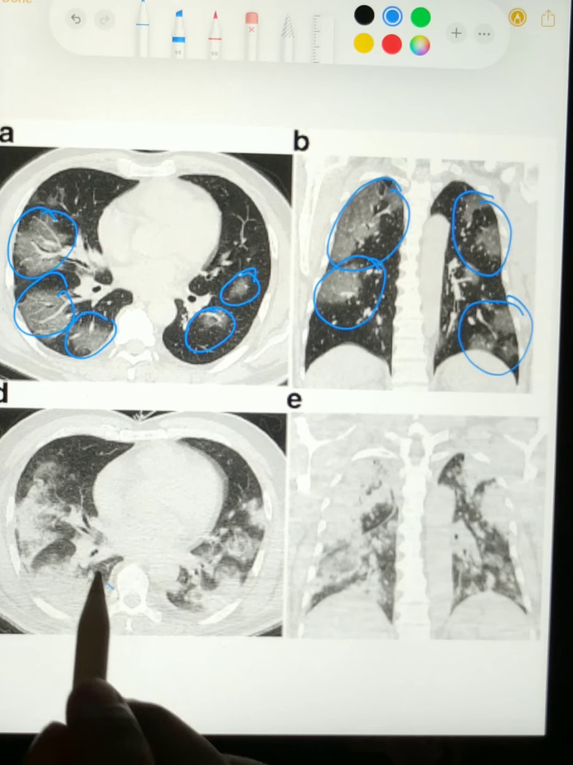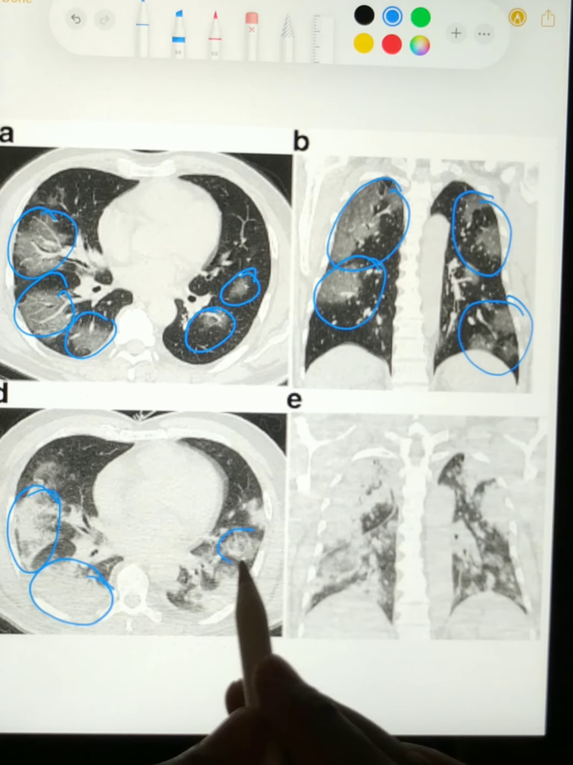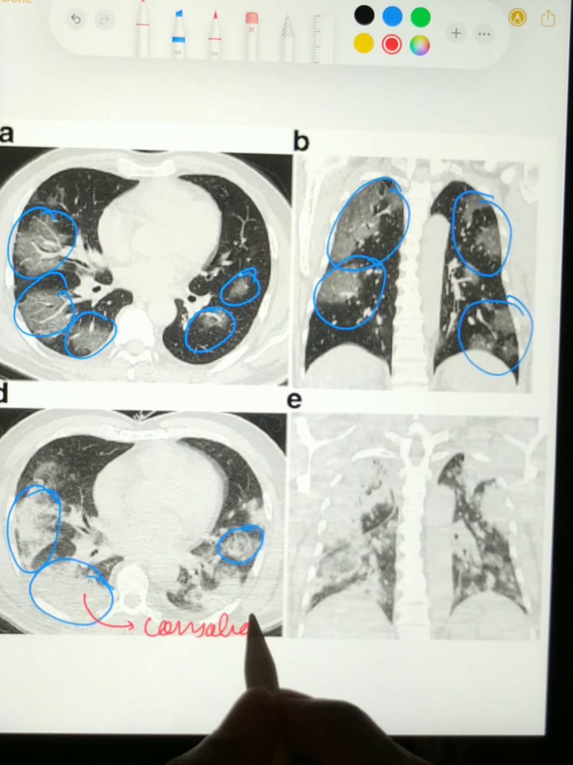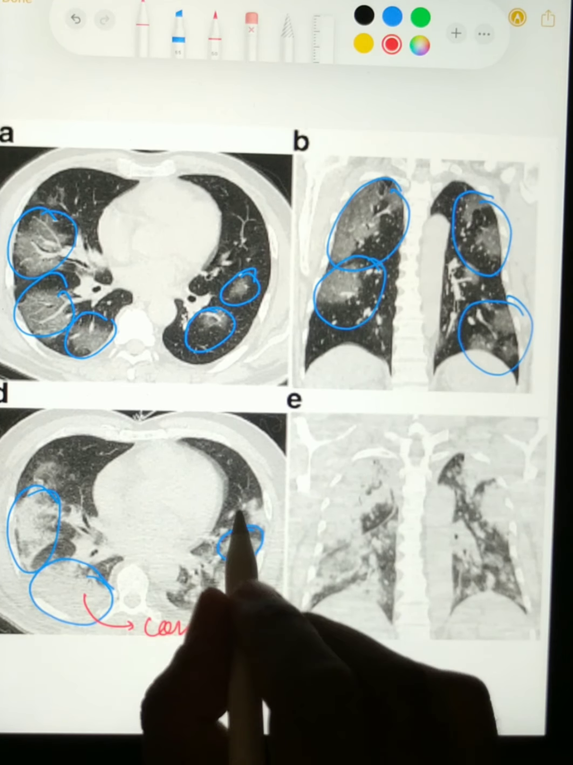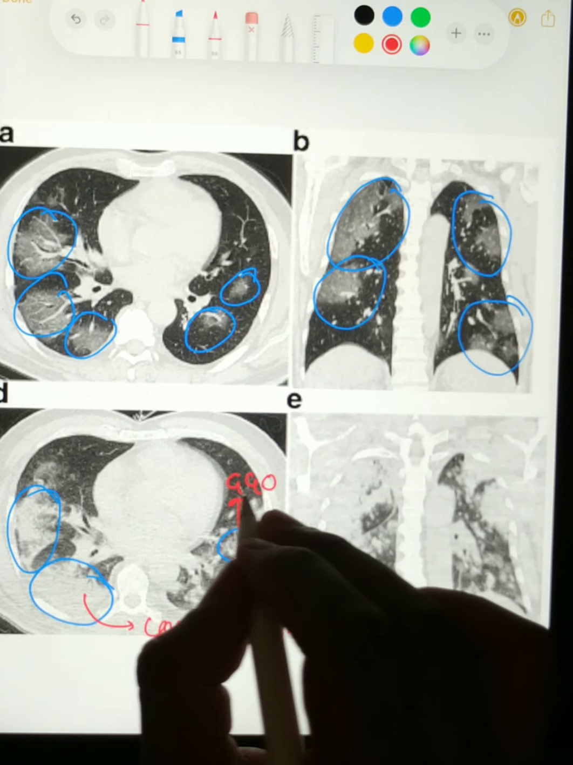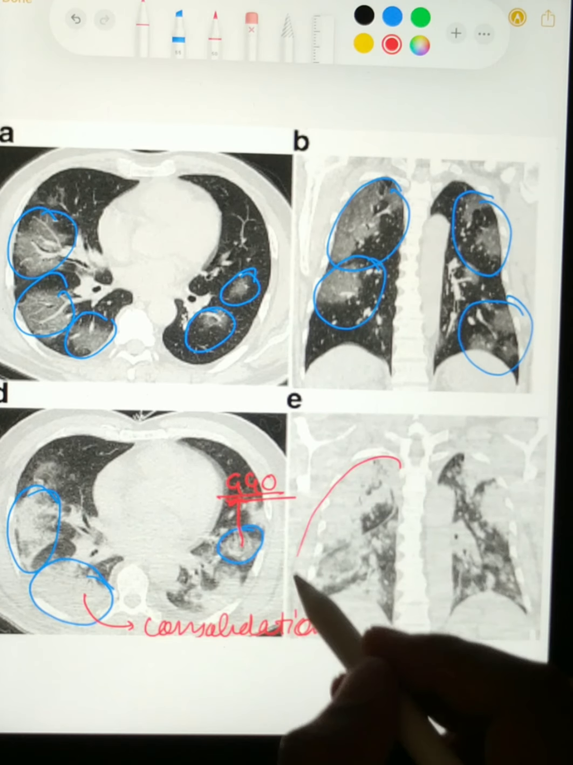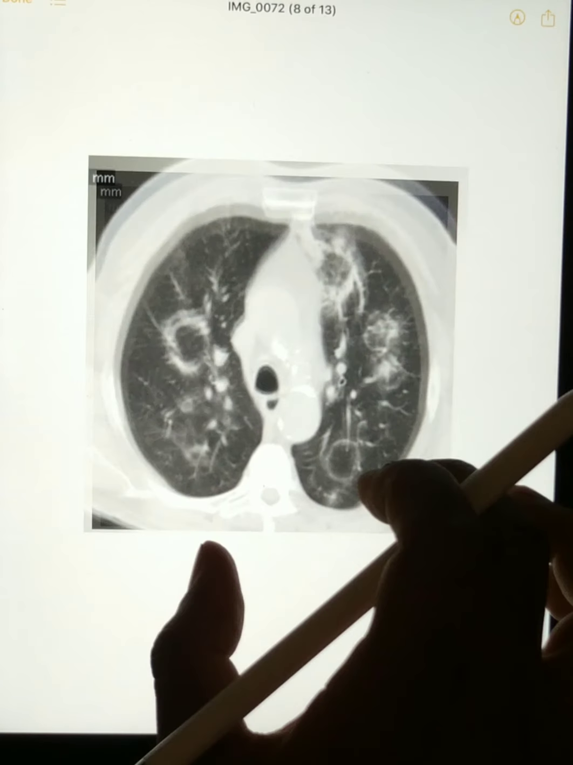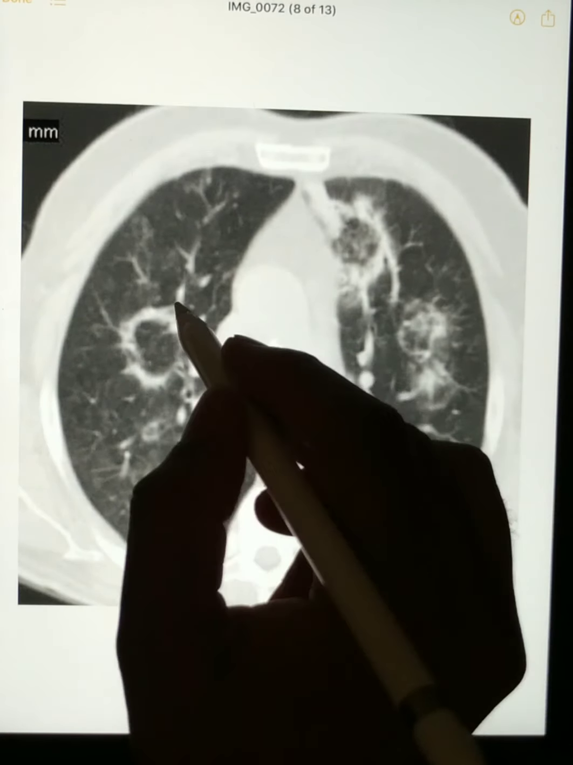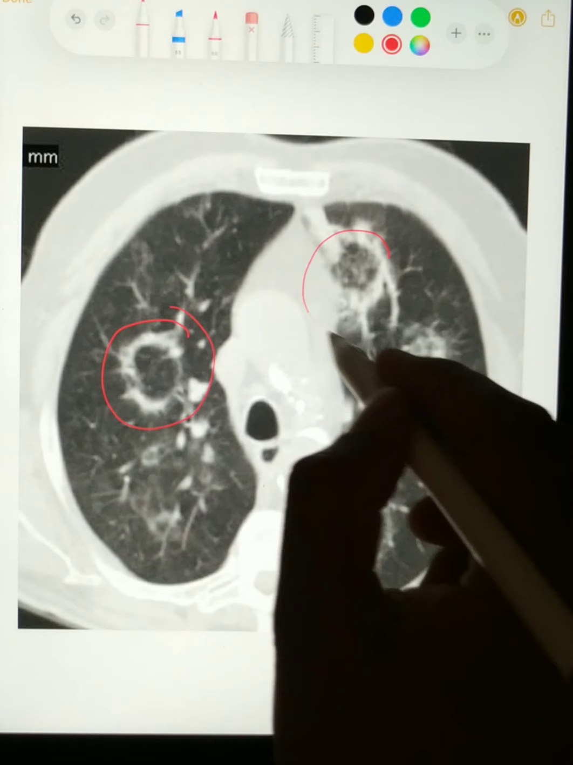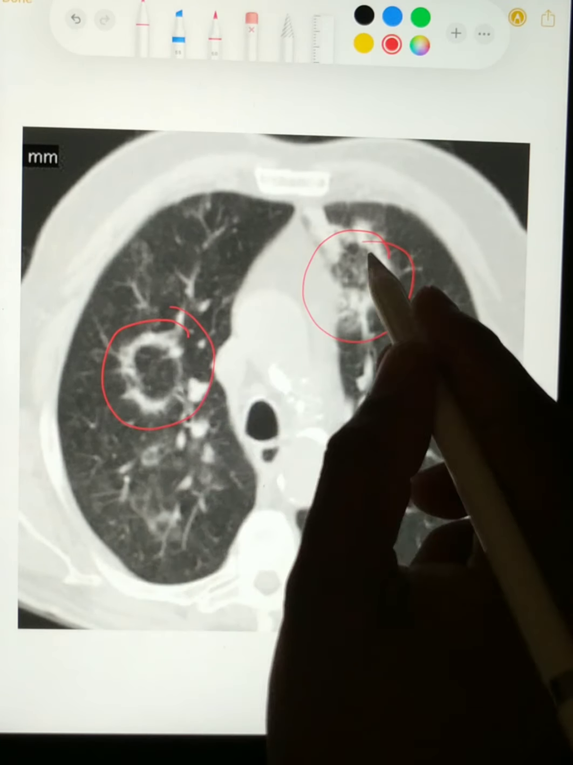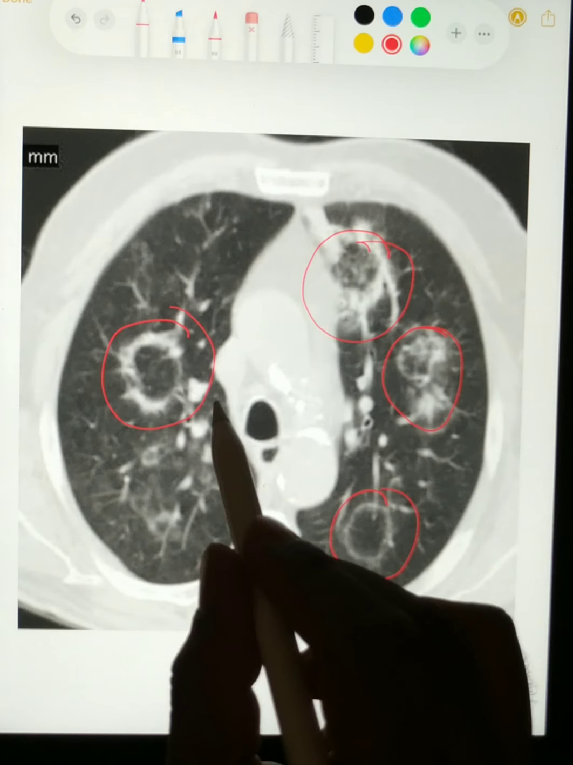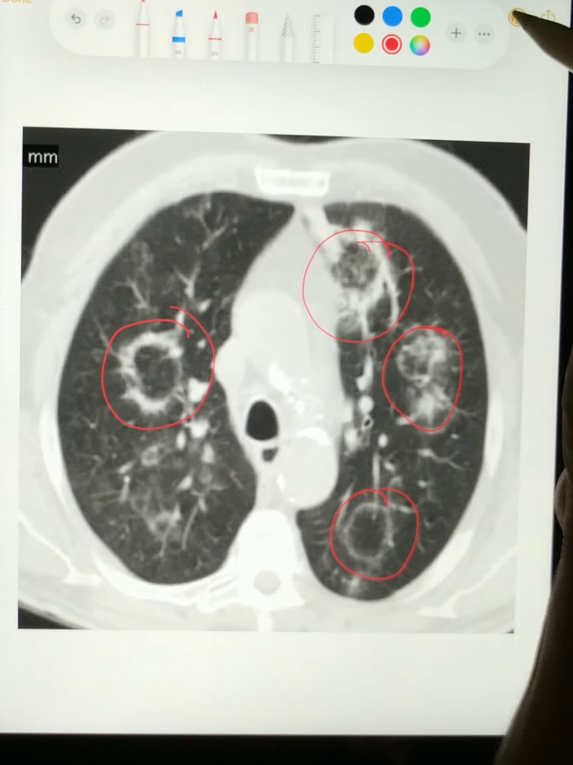And in this axial film, you can see the area of consolidation with some ground glass opacities. This is white consolidation, and this is the gray area of ground glass opacity. This whole lung is involved. And in this film, you can see multiple areas of reverse halo sign. Grayish area surrounded by area of consolidation. These are the areas of reverse halo sign or atoll sign.